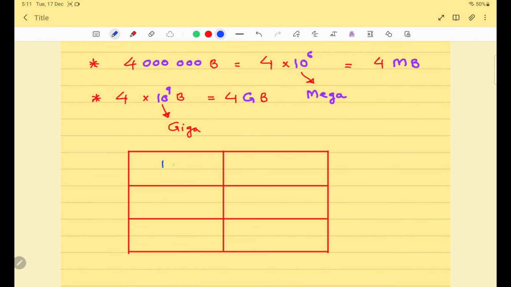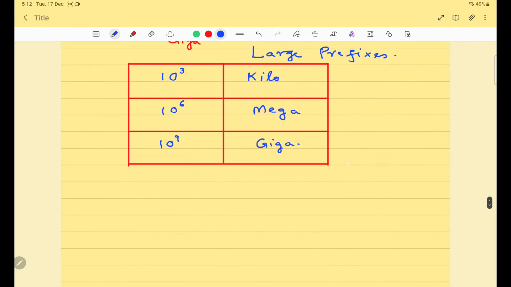So the first prefix I stated, exponent 3 or 1000, is kilo. Exponent 6, there are 6 zeros, then it is mega. And if there are 9 zeros, then it is giga. Okay, and these are known as large prefixes, and you must memorize three small prefixes as well. Now I am stating you few small prefixes.